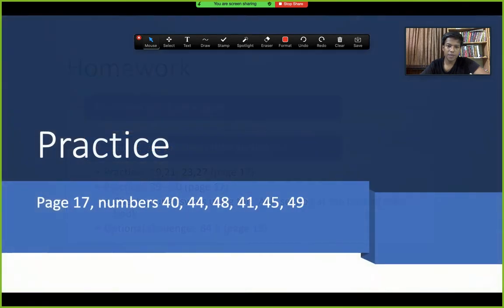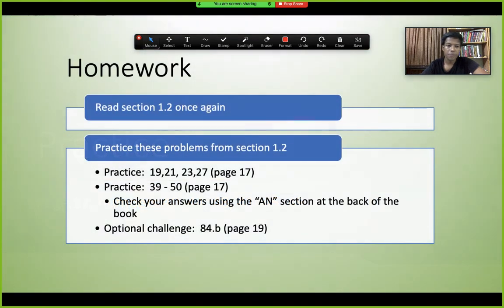Then these are the practice maths. These are the in-class practice. We will try to solve some maths from here during the class time. And these are some practice maths, try to solve this kind of maths just as practice.